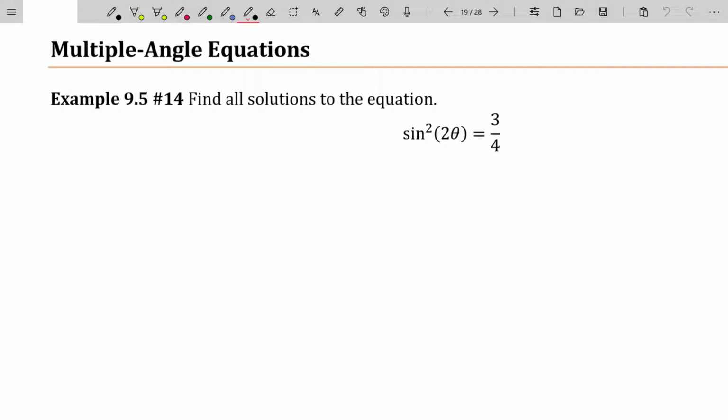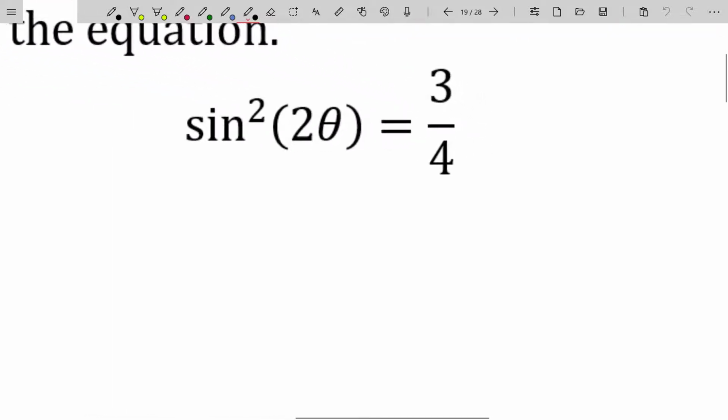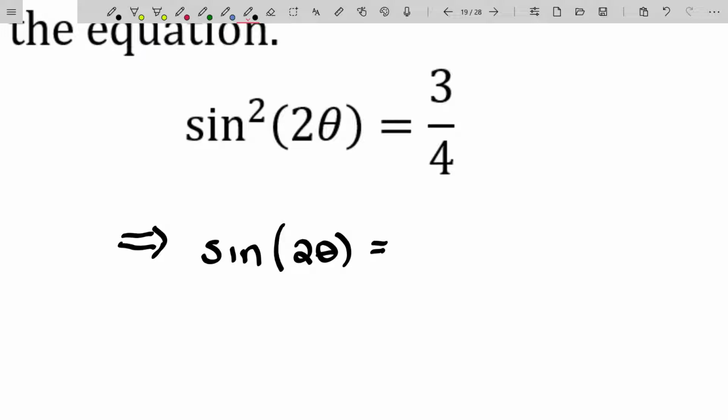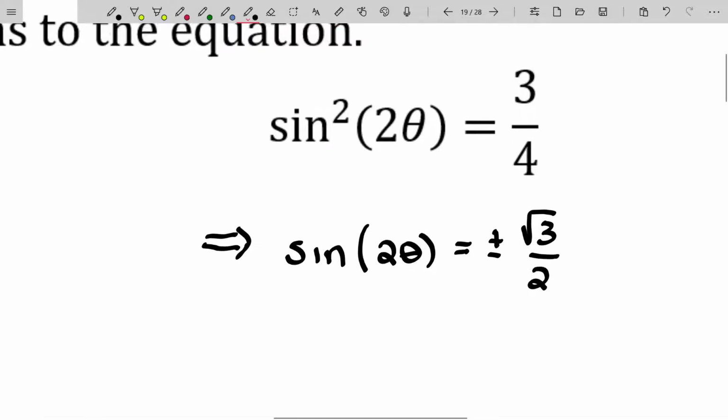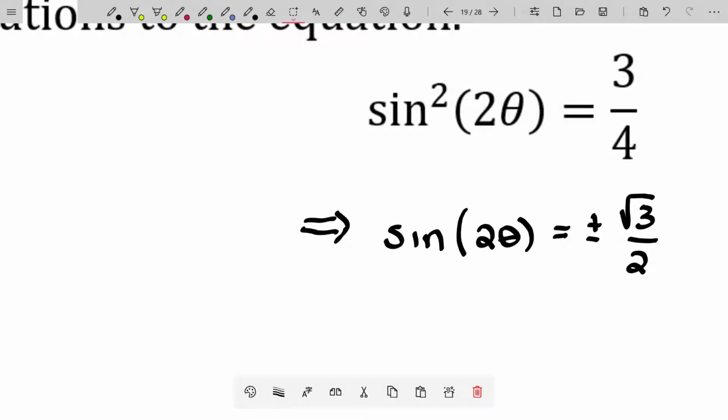Let's find all solutions to this equation. Well, we have something squared is equal to 3/4. I'll take the square root of both sides. Just to let you know, when you take the square root of both sides, that does not force you to check your work in the end. You can just take the square root of both sides and it will not destroy solutions. So you're okay by doing that. Just remember, you get a plus or minus square root of 3/2.